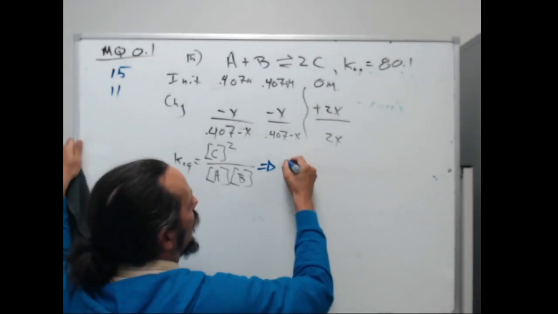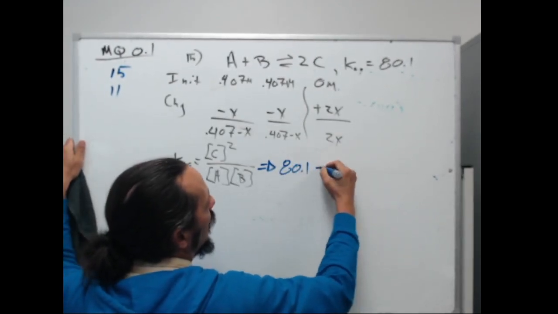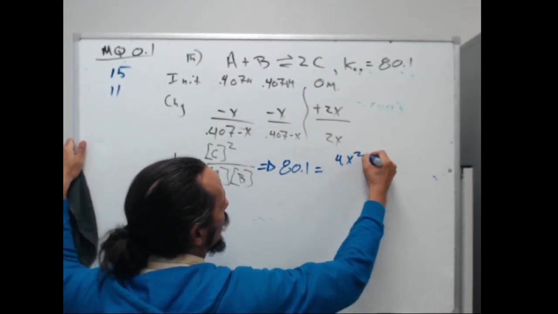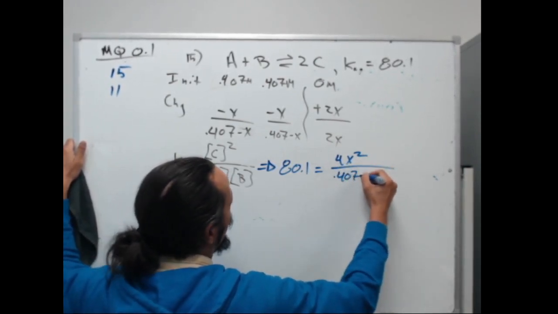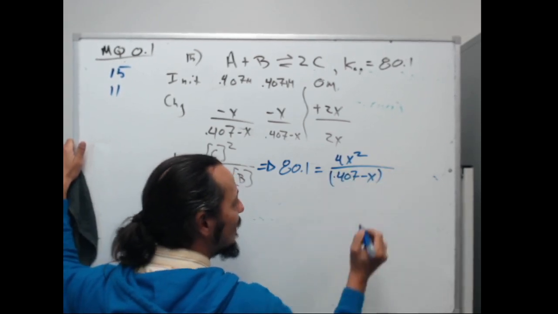That gets me to 80.1 equal to 4x squared divided by (0.407 minus x) squared. Now there's something nice that happens here.